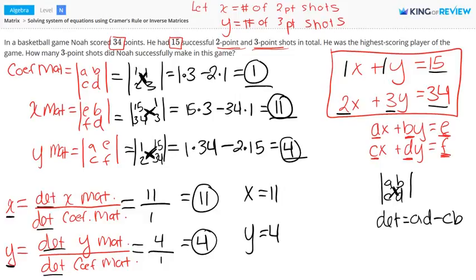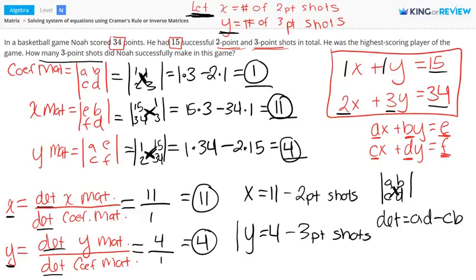But what do these numbers mean? Well, let's return to up here where we identified what we were going to let each of the variables equal. So x, that's the number of 2-point shots. So there were 11 2-point shots. And y, that's the number of 3-point shots. So there were 4 3-point shots. Now the problem says, how many 3-point shots did he make? Well, we solved for y, and y was 4. So he made 4 3-point shots. The final answer is 4.